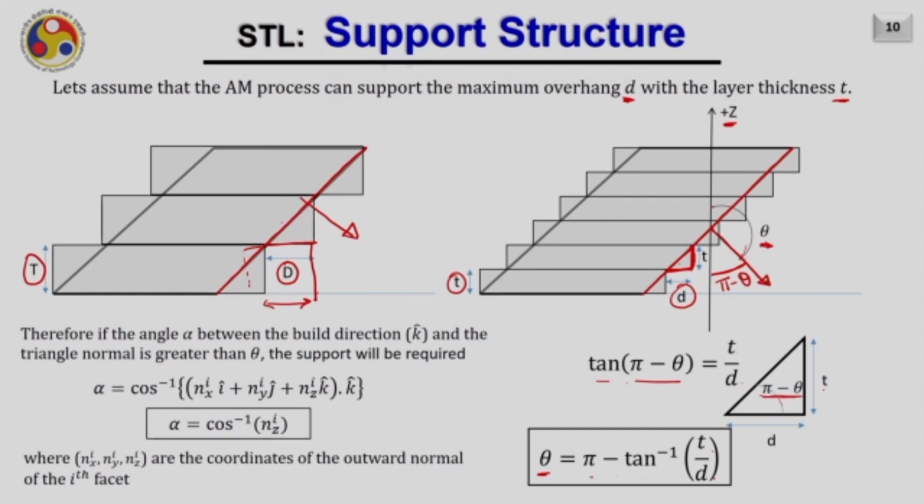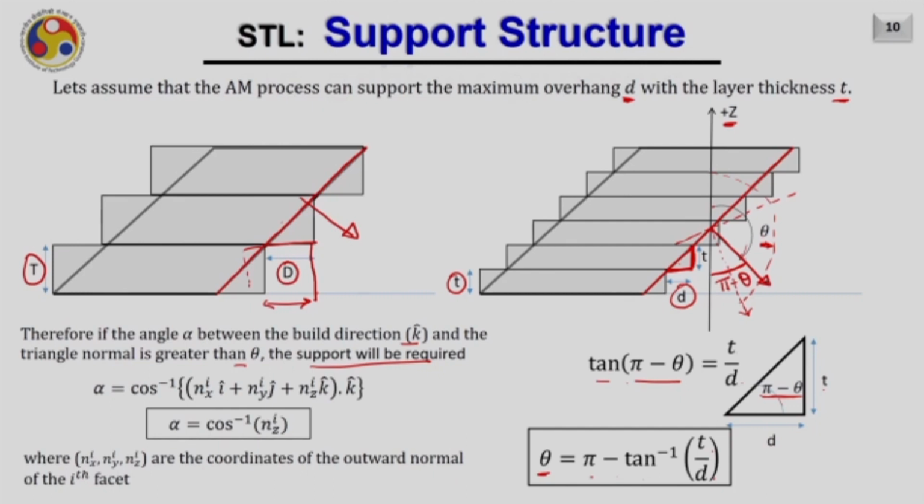Therefore, if the angle alpha between the build direction k and the triangle normal n is greater than theta, the support will be definitely required. Meaning to say, if this wall is tilted like this, for example, in that case your contact normal will be this, or the facet normal will be this, and this will be the angle greater than theta. Hence, you need support mechanism.